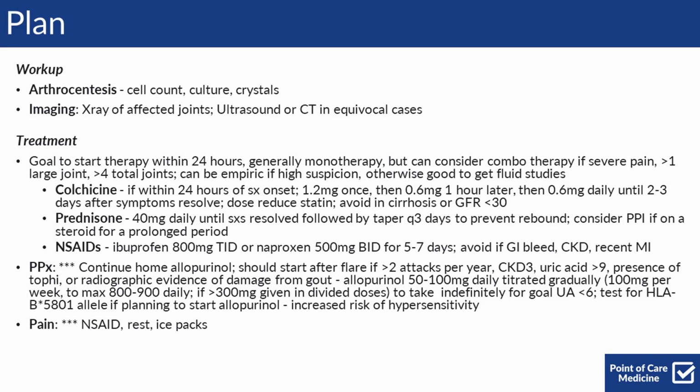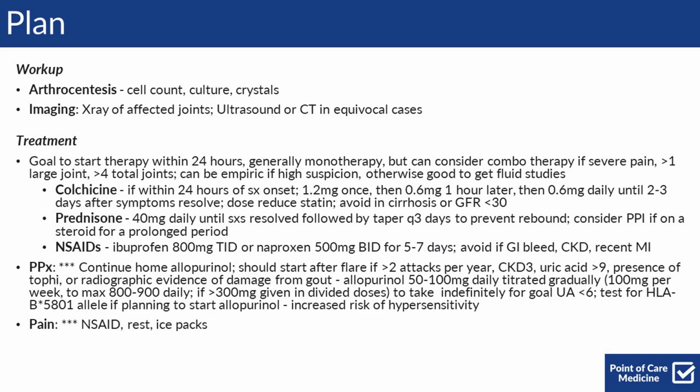For prophylaxis in general and acute flares, you'll continue the patient's home allopurinol. You should start after the flare if they have greater than 2 attacks per year, CKD 3 or more, uric acid greater than 9, the presence of tophi, or radiographic evidence of damage from gout.